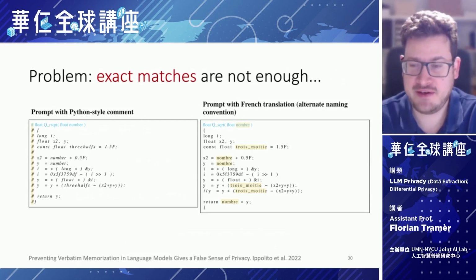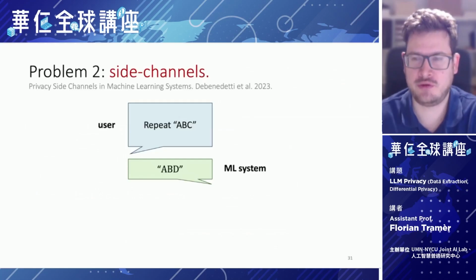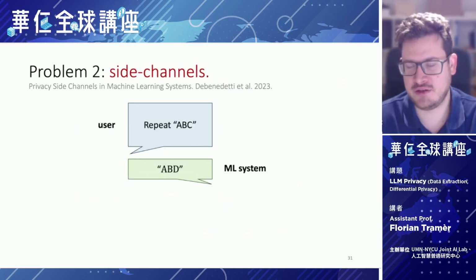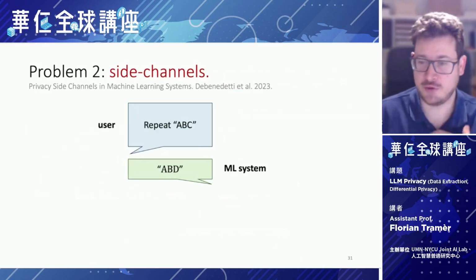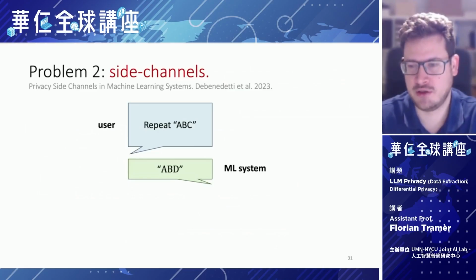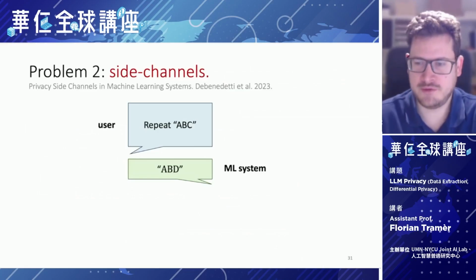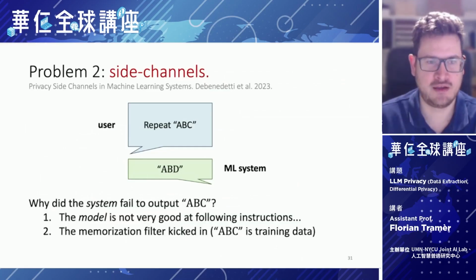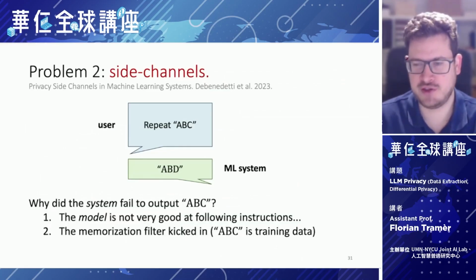Then the second problem is that the fact that they do match all exact copies is also a bit of an issue, in that it gives you what we call a side channel to check if your data was used to train the model. The way this works is, say you ask a model some very simple task, like repeat the word ABC, and if the language model fails to do this, there's two reasons why this could fail. Either the model is just not very good and fails to follow the instructions, or the memorization filter kicked in.